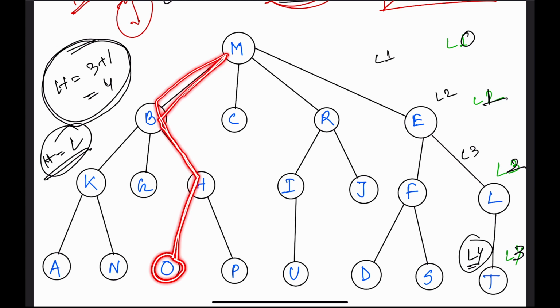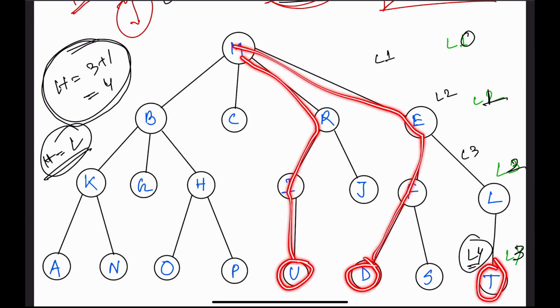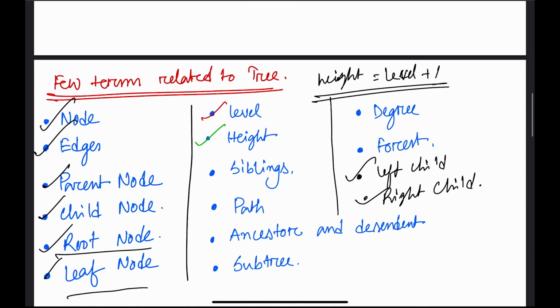MBHO, this is a path for O. For this, this is a path. For this, this is a path. In this way we can define the path. For example, for this node the path would be MBHP. This is the way we write the paths.